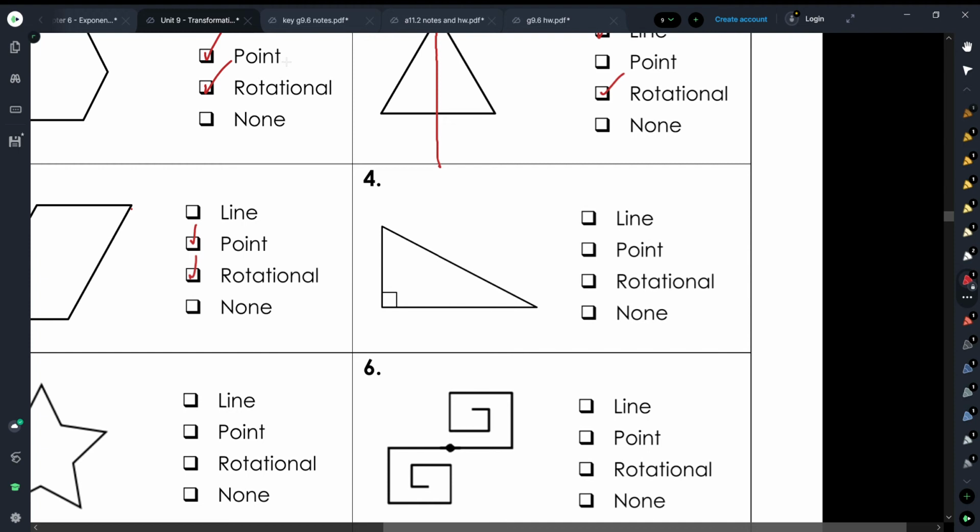Let's see this one. I don't see any line symmetry here. Okay. Point symmetry. It does not look the same 180 degrees around. And I'm rotating my paper now. I don't see any rotational symmetry either. So this is a none.